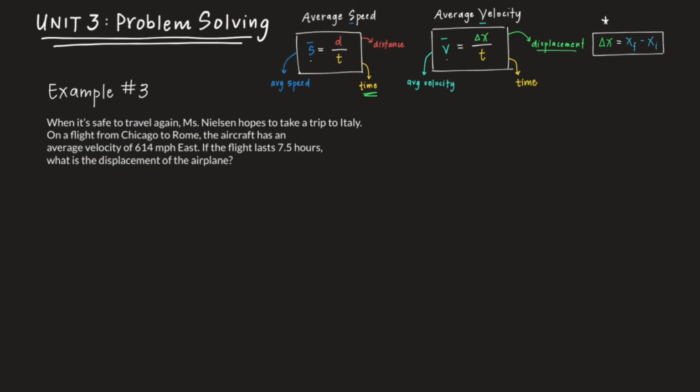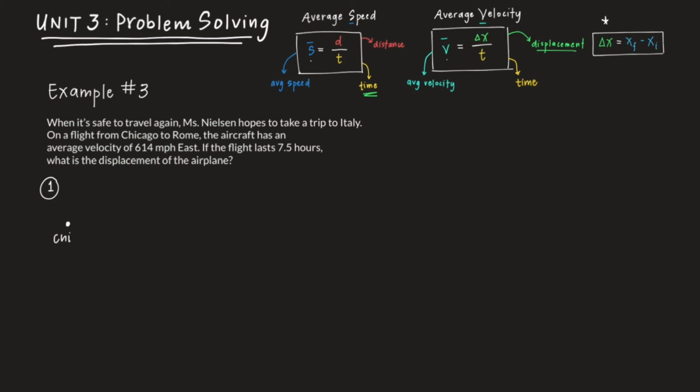So now it's time for our last example, example number 3. When it's safe to travel again, Ms. Nielsen hopes to take a trip to Italy. On a flight from Chicago to Rome, the aircraft has an average velocity of 614 miles per hour east. If the flight lasts 7.5 hours, what is the displacement of the airplane?